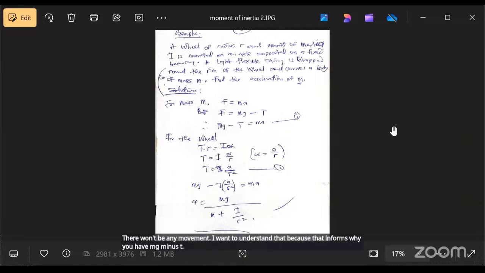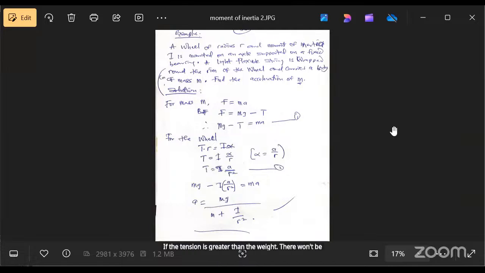If the tension is greater than the weight, there won't be any movement. But because we know that there is movement, that is why we have to get an expression for acceleration. Then the weight must be greater than the tension. Therefore, for the resolution of the force, it will be mg, which is the weight, minus tension.